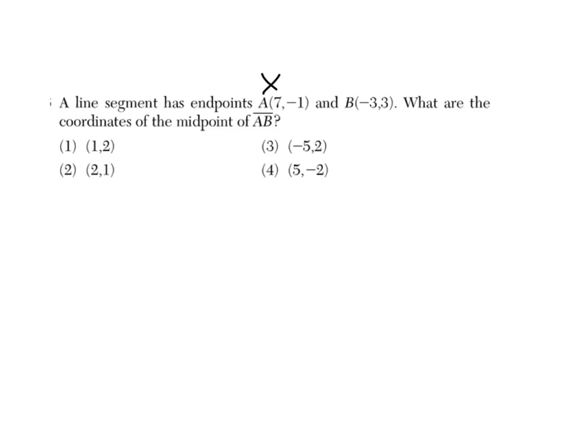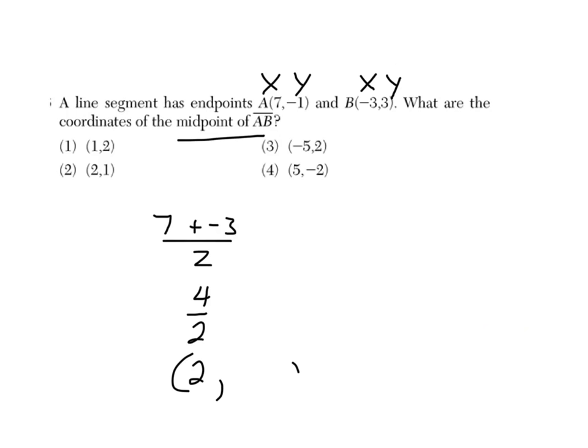So x is 7, y is negative 1. I got another x that's negative 3, and I got another y that's worth 3. I'm looking for the midpoint. You could sketch it out, or you could use the midpoint formula. Add together the x's and divide by 2. Gives me 4 divided by 2, or 2. So 2 is the x coordinate of my midpoint. So it must be choice 2. If I follow through and add together the y's and divide by 2, I would get 2 divided by 2, which is also 1. So choice 2 is the correct choice.